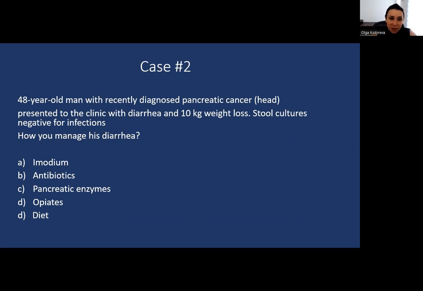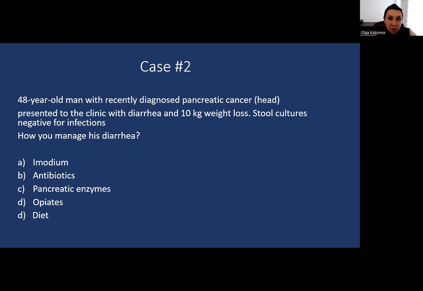So I have 5 choices here. We can give him Imodium, we can give him antibiotics, we can start pancreatic enzyme replacement, we can give opiates, and we can ask him to modify diet and decrease amount of fat in his diet. What do you think we should do? Pancreatic enzyme. Oh, absolutely. I agree.